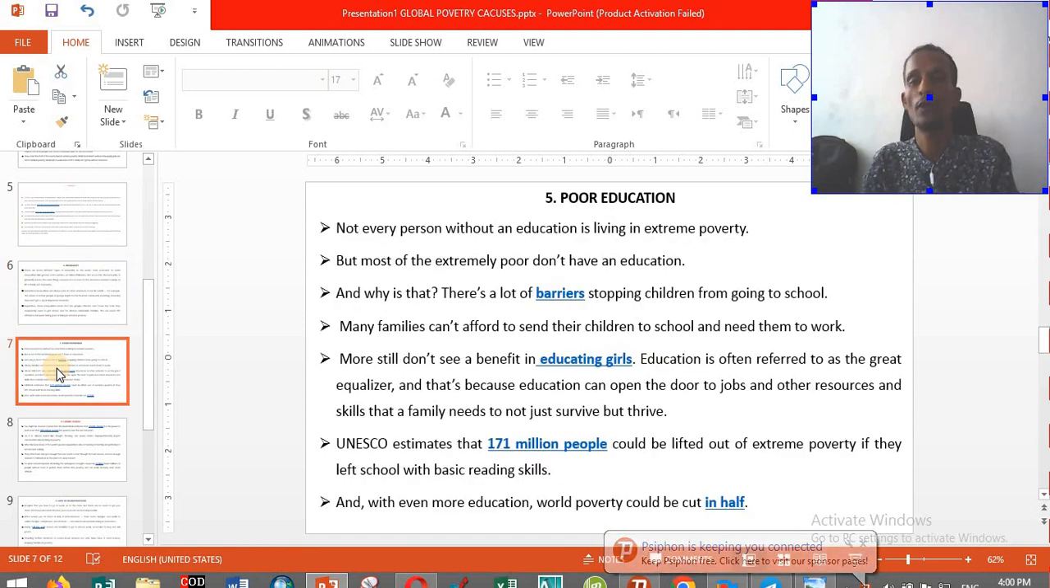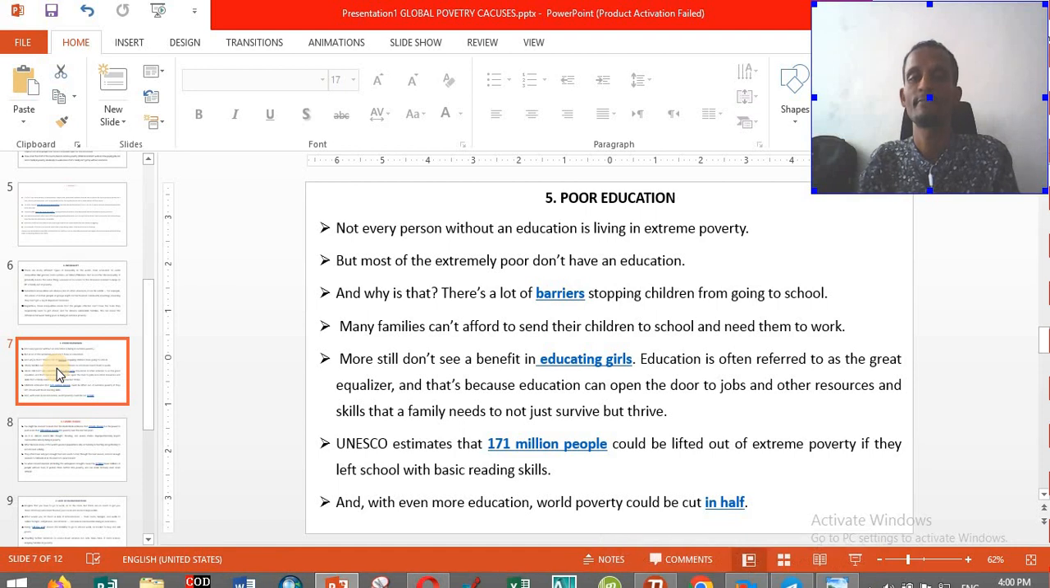Number five, poor education. This is a very dangerous thing. For me, this is very, very dangerous. Not every person without an education is living in extreme poverty, but most of the extremely poor don't have an education. And why is that? There are a lot of barriers stopping children from going to school.